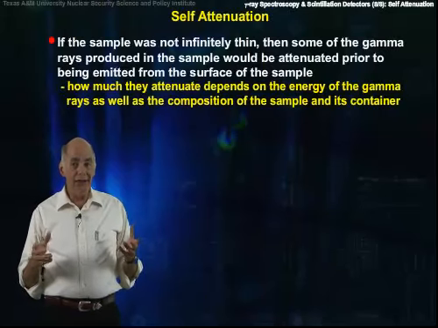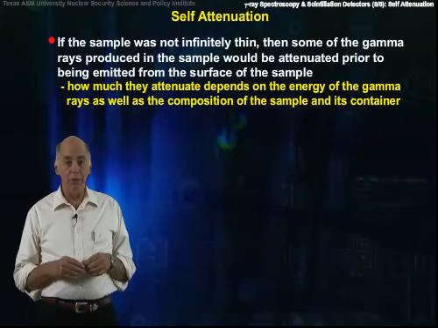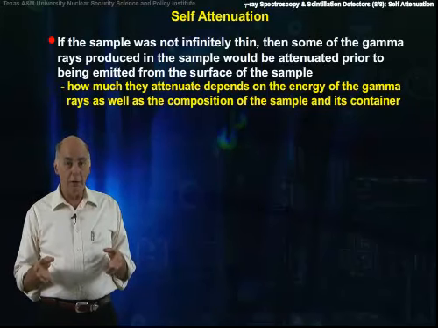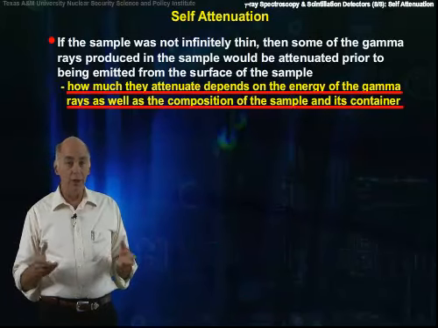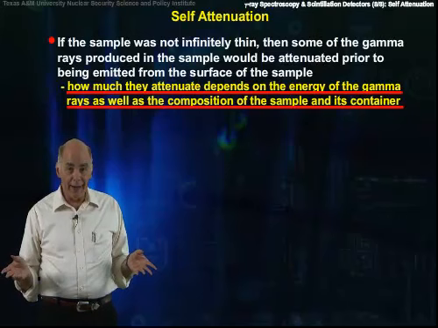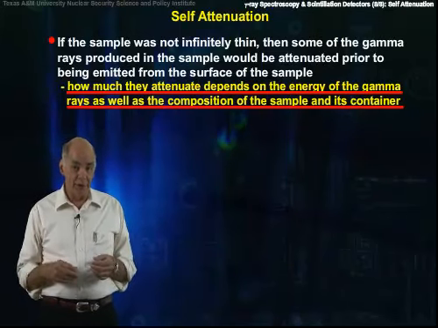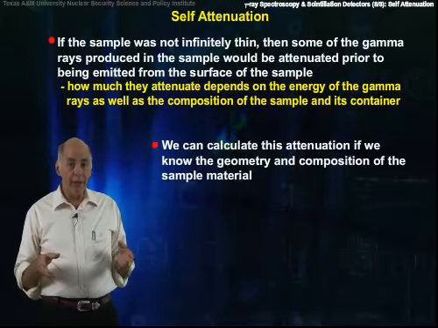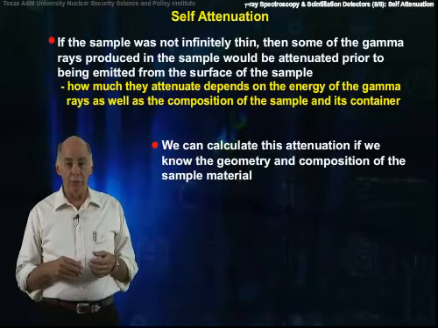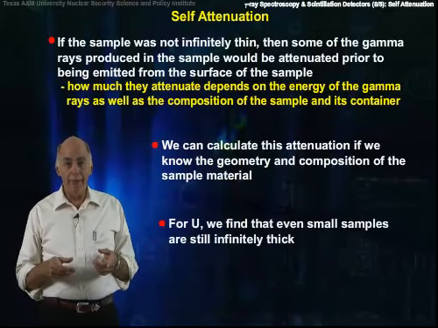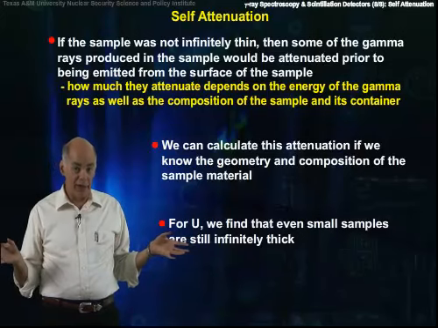If the sample is not infinitely thin, then some of the gamma rays produced in the sample will be attenuated prior to being emitted from the surface of the sample. How much they are attenuated depends on the energy of the gamma ray, as well as the composition of the sample and its container. We can calculate this attenuation if we know the geometry and the composition of the sample material. For uranium, we find that even small samples are still infinitely thick.